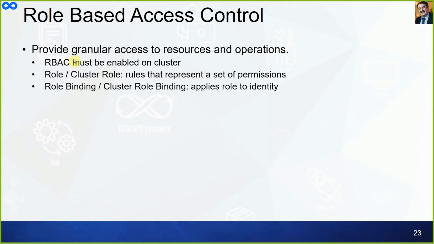Role-based access control. This provides granular access to resources and operations, but you must enable it first on the cluster. You have two types of roles here. One is the role or the cluster role, which represents a set of permissions, or in API terminology, a set of verbs. View, edit, delete, these are all verbs. By means of verbs we configure this.